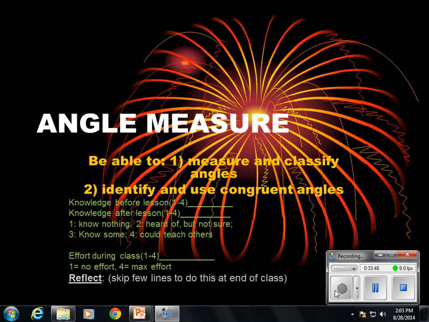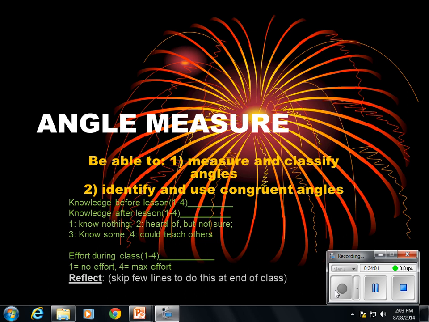All right, please make sure you put your blanks out here. You could fill in the first blank, knowledge before right now. What do you know about angle measures? What we're going to cover is measuring and classifying angles.